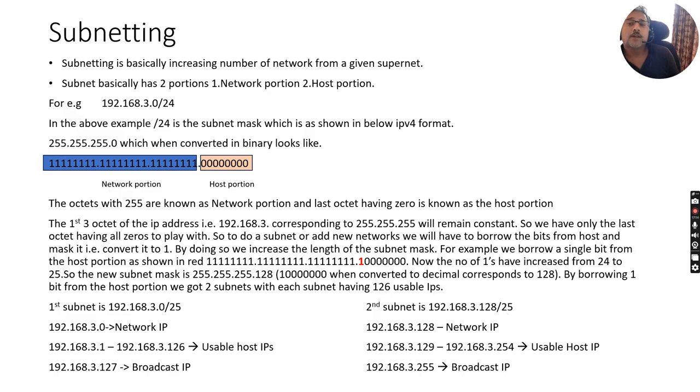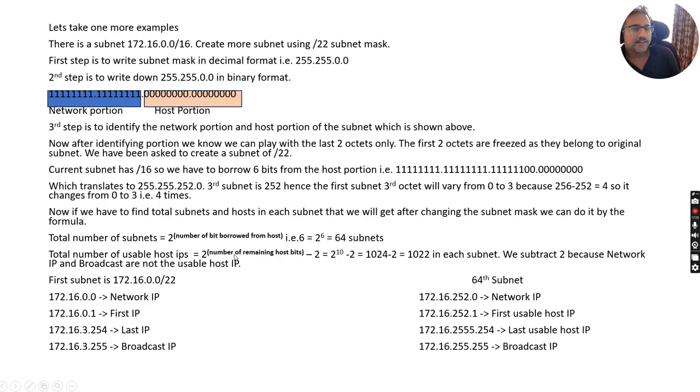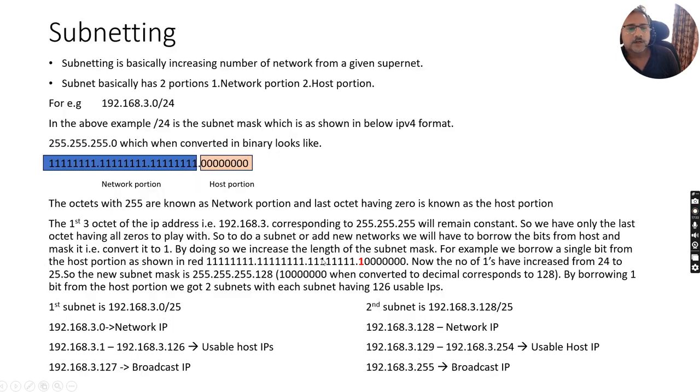And how do you calculate the number of hosts in each subnet? Again it is 2 raised to n, where n is the number of remaining host bits. So this will give you 2 raised to 7, which is equal to 128. So each subnet will have 128 IP addresses.